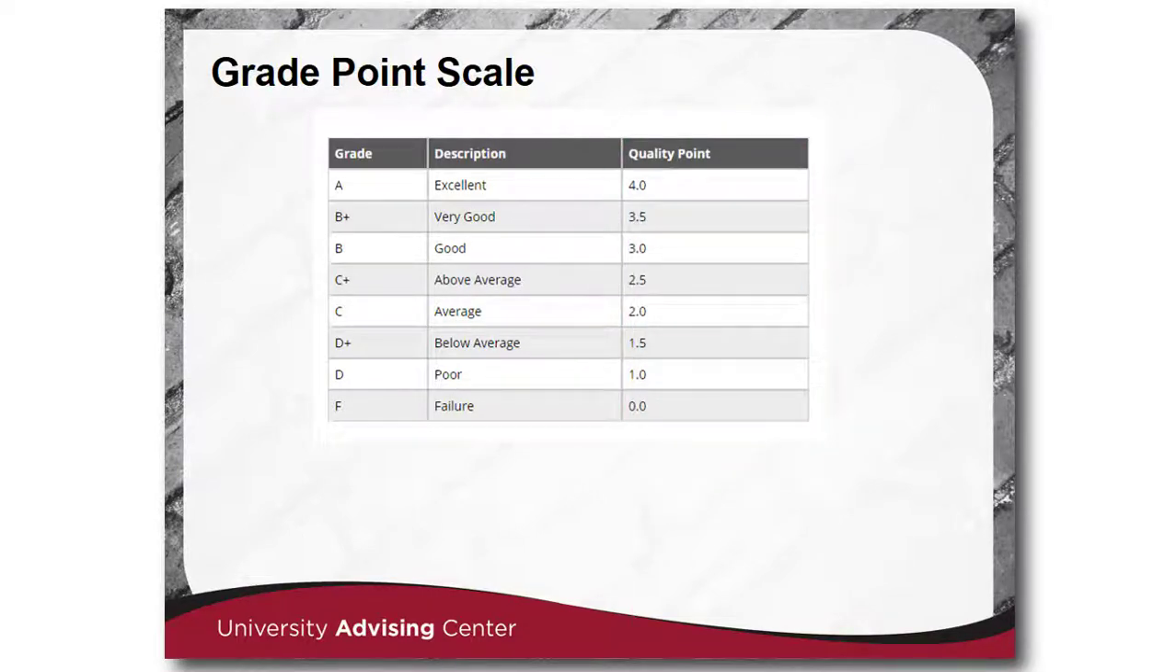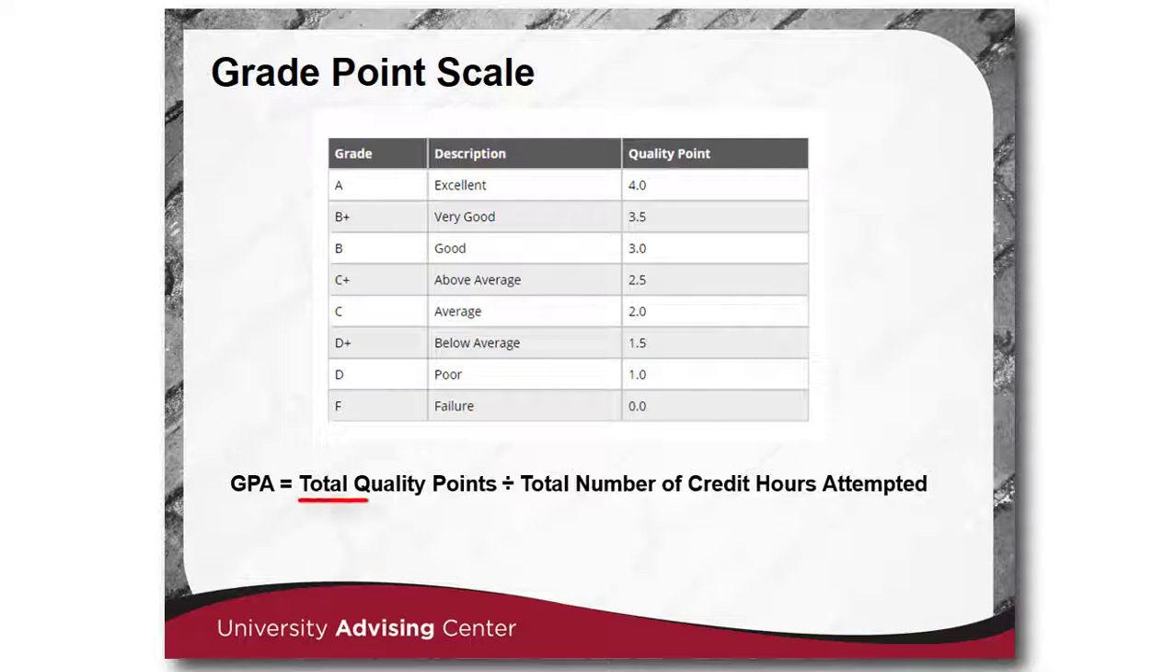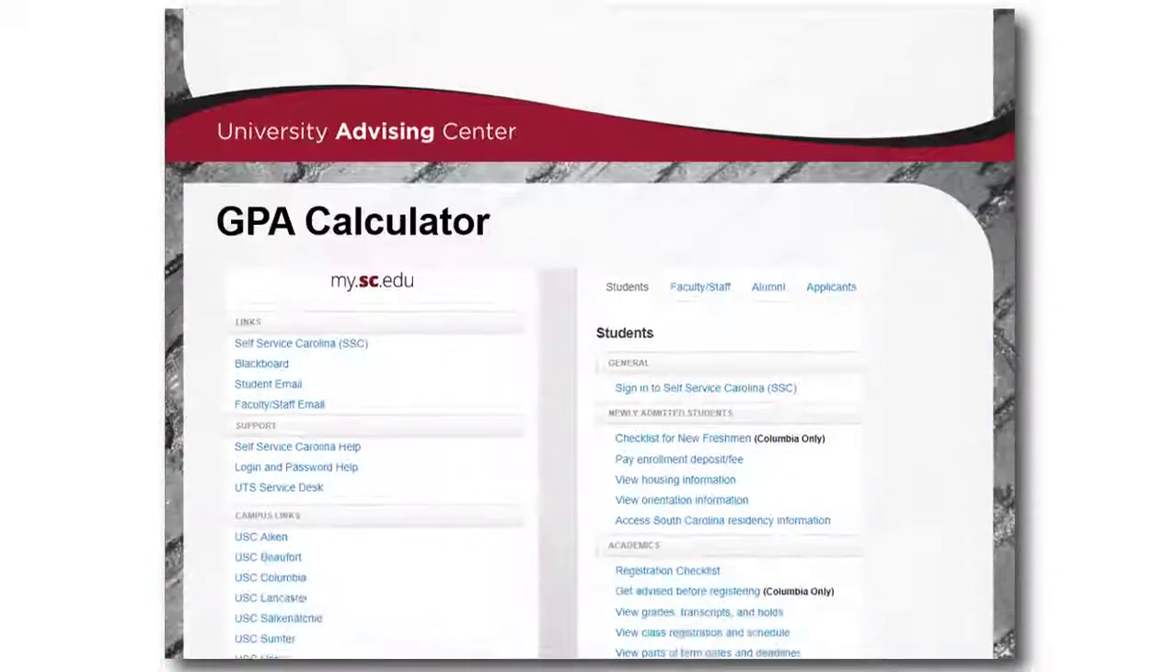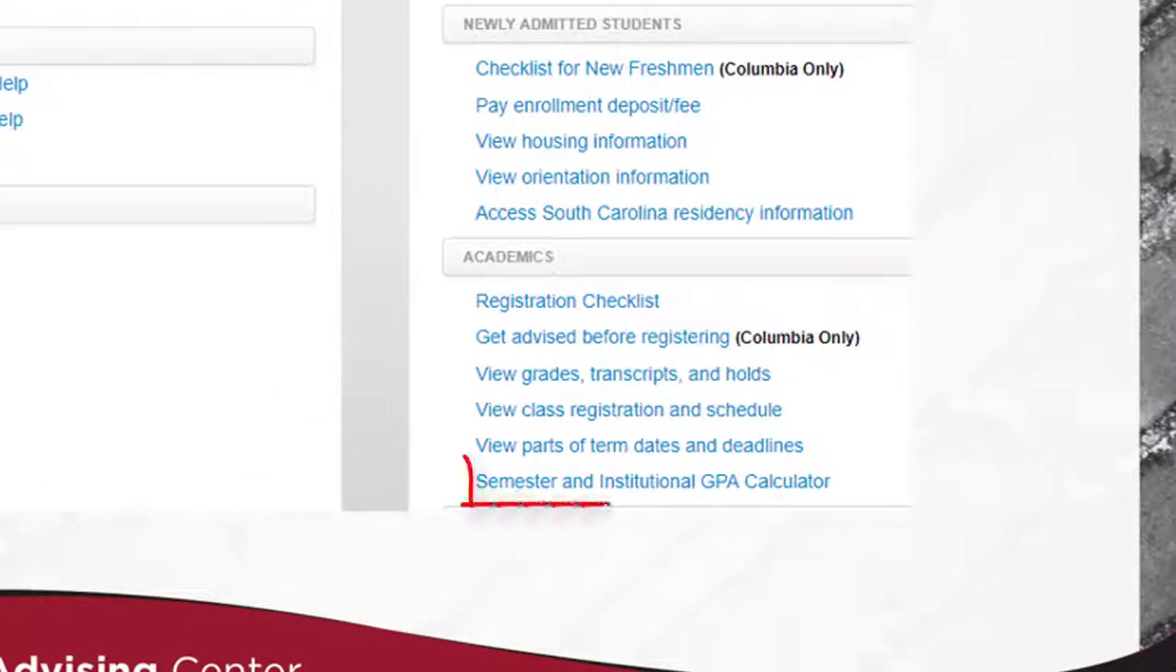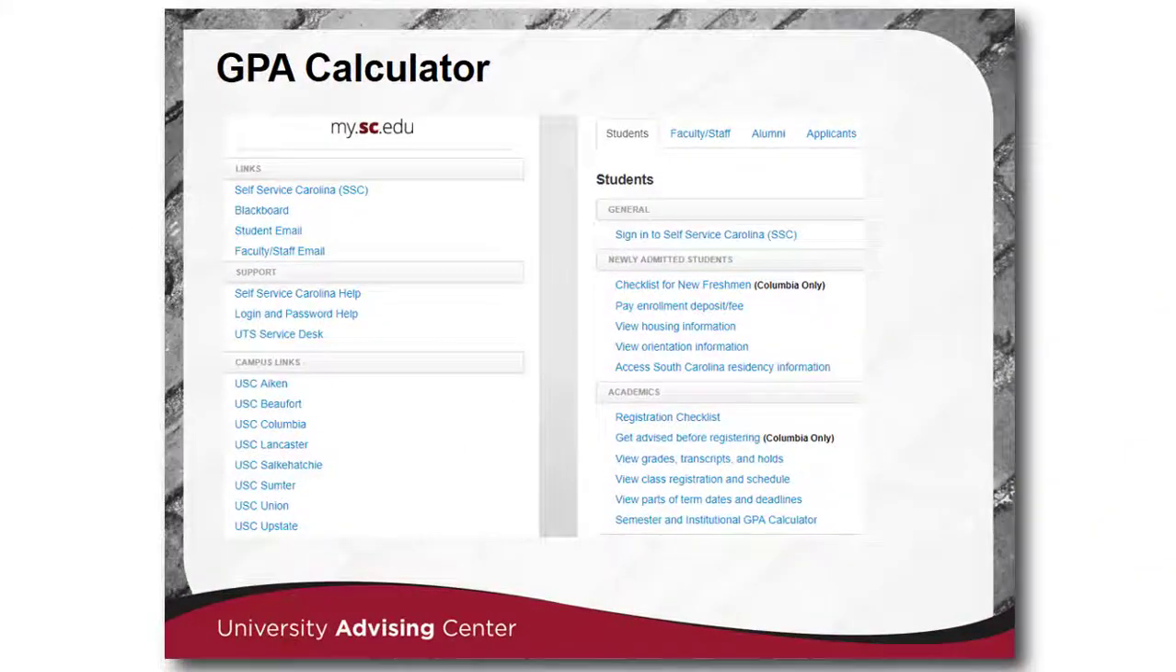You can see your quality points on your unofficial transcript located within Self-Service Carolina. Grade point averages are the result of your total quality points divided by the total number of credit hours attempted. To calculate your institutional or USC GPA, you can use the calculator located within Self-Service Carolina.